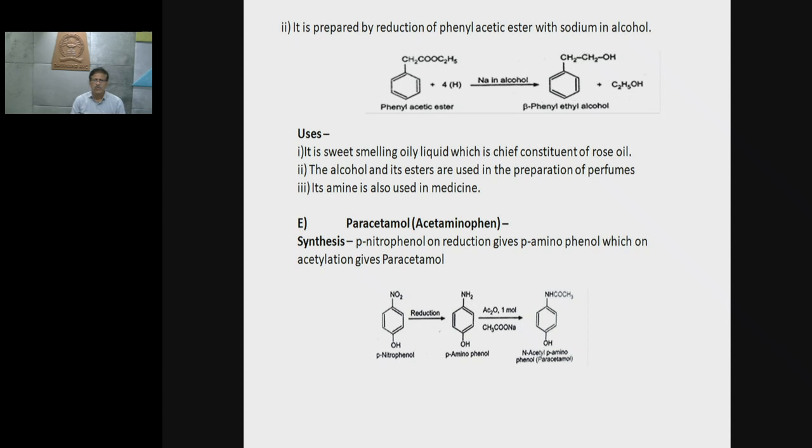So the starting compound is para-nitrophenol, which on reduction, that is the nitro group is converted to an amino group, gives para-aminophenol. And this para-aminophenol on acetylation using CH3COCl converts the amino group into NHCOCH3. So this is N-acetyl para-aminophenol, that is paracetamol.